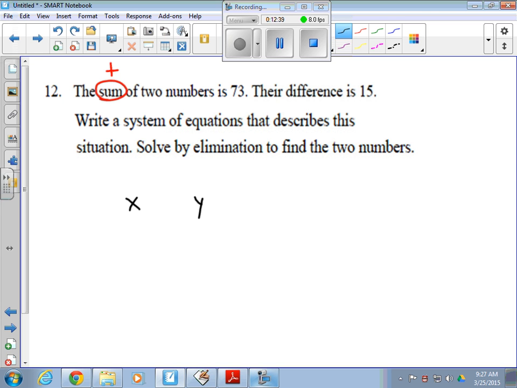So it says x plus y, because it's their sum, is equal to 73. The same two unknown numbers, it says their difference, which means minus, is 15. So x minus y equals 15. So here's your system of equations. The sum is 73, the difference is 15. So they're set up nice and neat for the elimination method. That's the method it tells us to use.